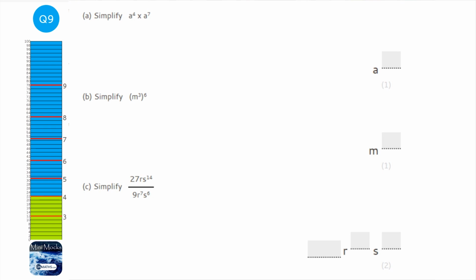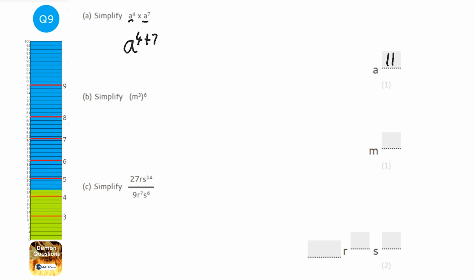Okay, so the rules of indices are if you times together two powers with the same base, and by base we mean the big number. On this one it's A, so we've got A and A. What you do is you add the powers. So this becomes A to the power of 4 plus 7. 4 plus 7 is 11, so it's A to the power of 11.